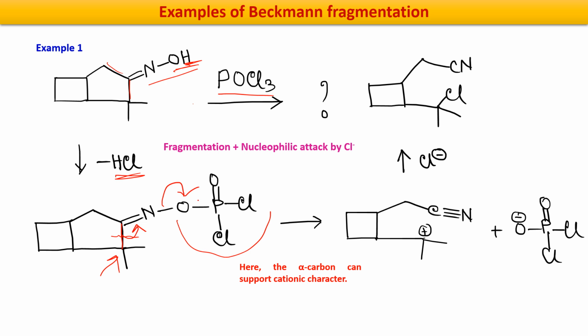So here the alpha carbon can support this cationic character. So this is the alpha carbon which can support the cationic character. That is the driving force, and ultimately there will be attack by the nucleophile. That is why it is called fragmentation, and after fragmentation the fate of this carbocation is nucleophilic attack from Cl minus.